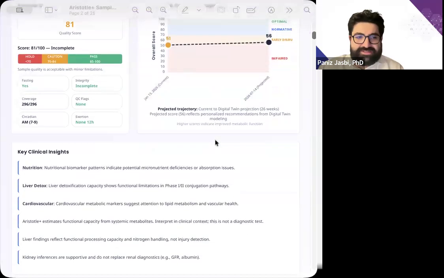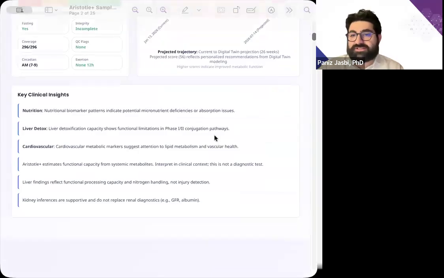Finally, let's read the key clinical insights at the bottom. These are fast, clinically phrased "what matters" statements. In this sample report, the key insights call out nutrition patterns consistent with micronutrient deficiency or absorption issues, liver detox limitations in phase 1 and phase 2 conjugation pathways, and cardiovascular markers suggesting attention to lipid metabolism and vascular health. Treat these as a bridge between page 1 triage and the deeper mechanistic pages.